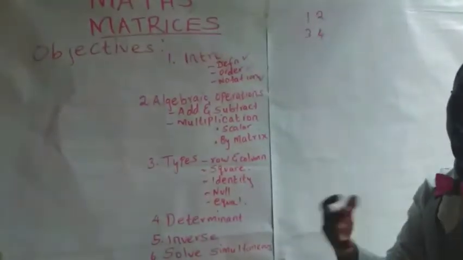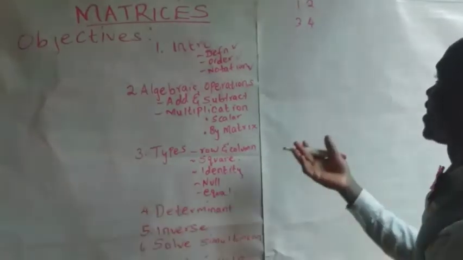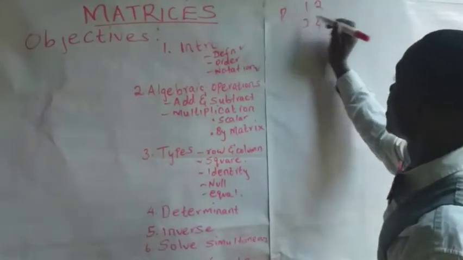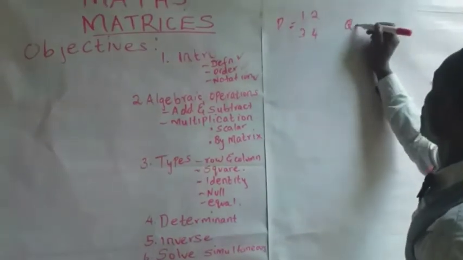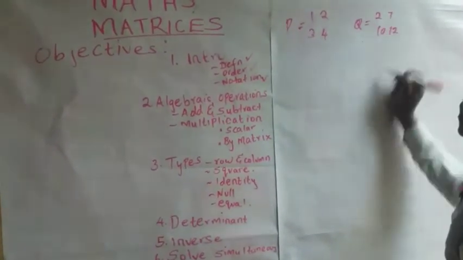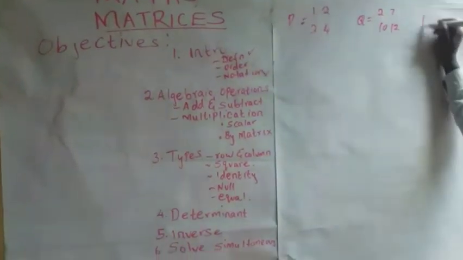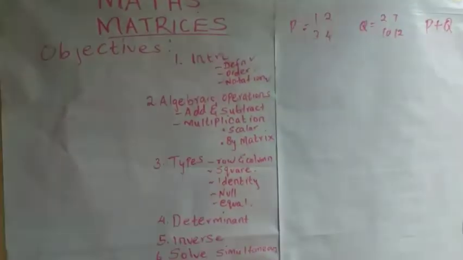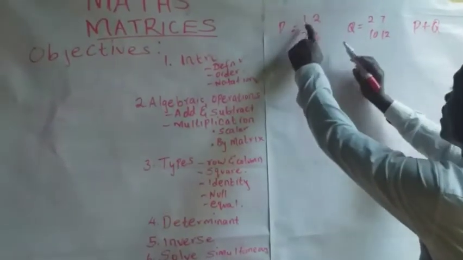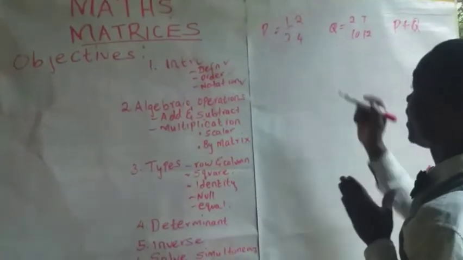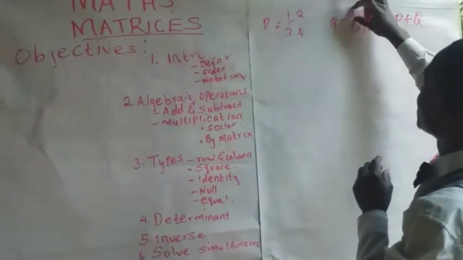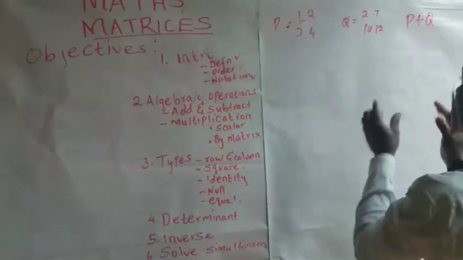Of course, you can't add matrices with letters, but I'll show you how you can add them. If you are told to add matrix P, which is that, and matrix Q, which is 2, 7, 10, 12, this is simply how you add them. You take each element of a matrix, go to that element and add it to the one that corresponds in the other matrix.